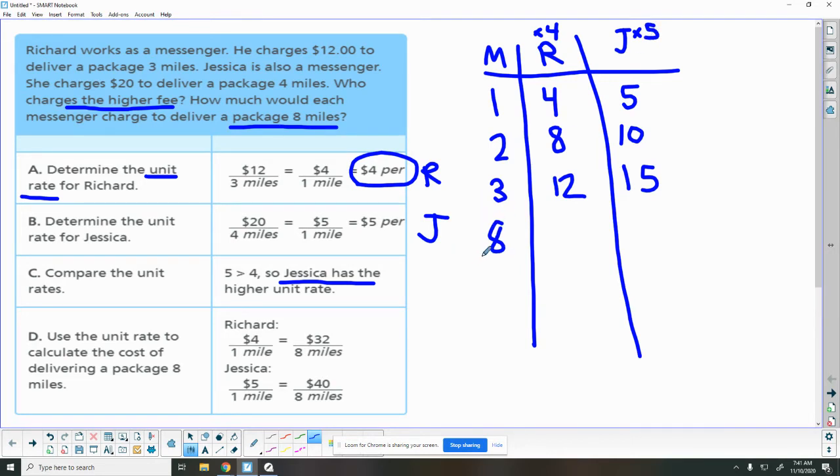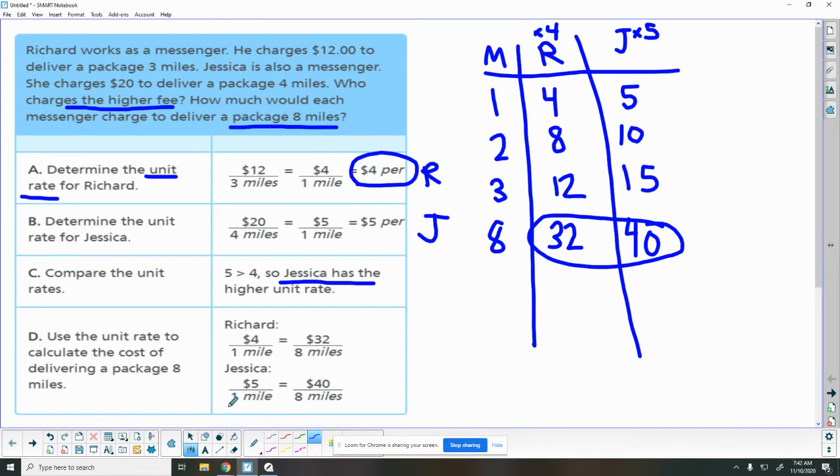So if Richard wants to go 8 miles, times by 4, he will charge the people $32. 8 times 5 is 40, and Jessica is going to charge them $40. So another way to look at that is $4 every mile. So we took that unit rate, and I know I wanted to go 8 miles. 1 times 8, and we have to do the same thing to the numerator. 4 times 8 was 32.